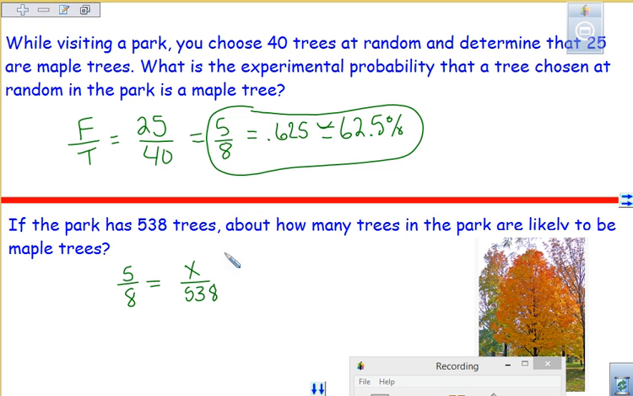Or we can think of this as a scale factor. We're starting with 538 trees. We know that 5/8 of them are maple, so if I multiply that out, that would give me 336 trees that we think would be maple.